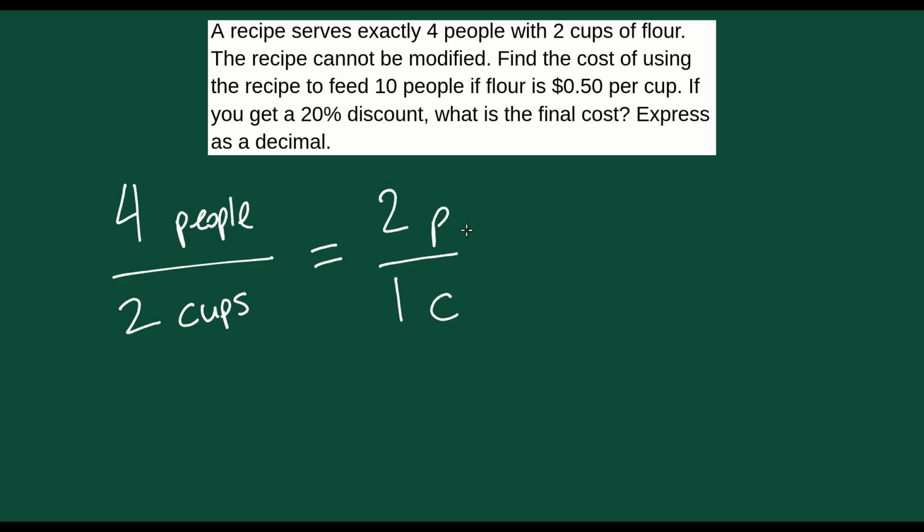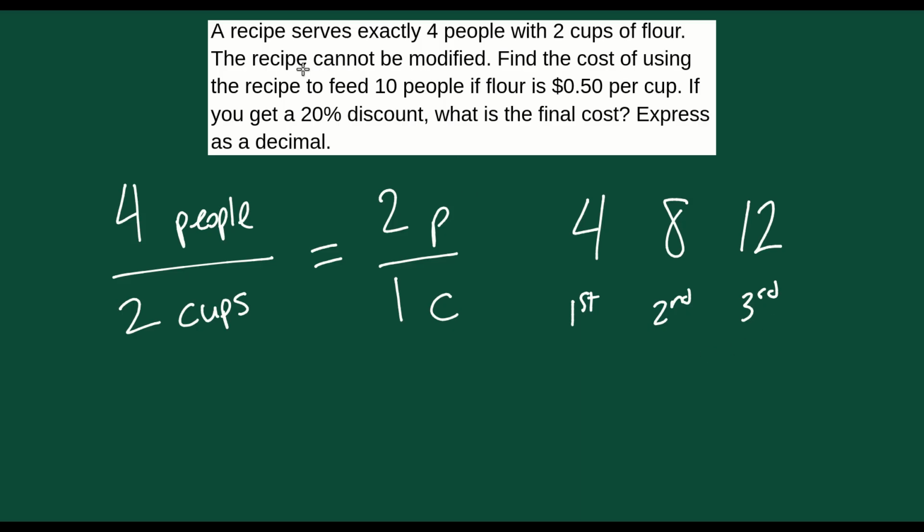Okay? So, if we need to find the cost of using this recipe to feed 10 people, well, what does that mean if we cannot modify the recipe? Well, the recipe feeds exactly 4 people. So if this is our first batch from the recipe, a second batch would then feed 8 people, and a third batch would feed 12. Right? So first batch, second batch, third batch.